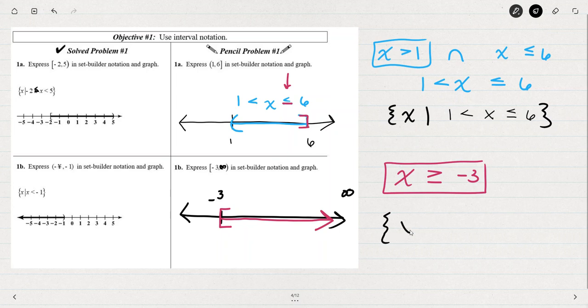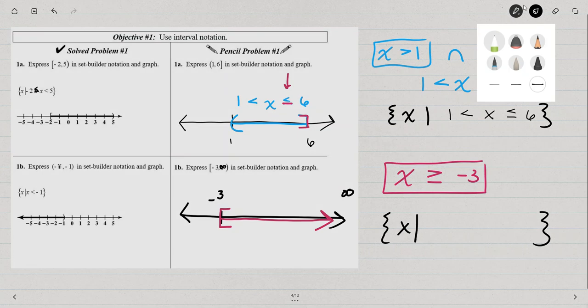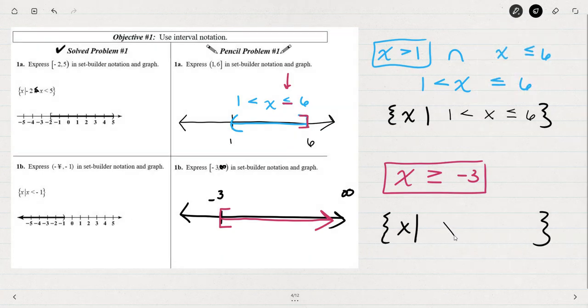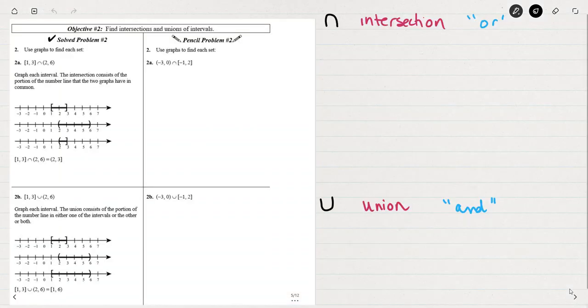Or the set of all x's such that x is greater than or equal to -3. I hope that that example helps you. If you need further assistance with this, please ask. Use a graph to find these sets. We want everything that's from -3 to 0, and there's that intersection.